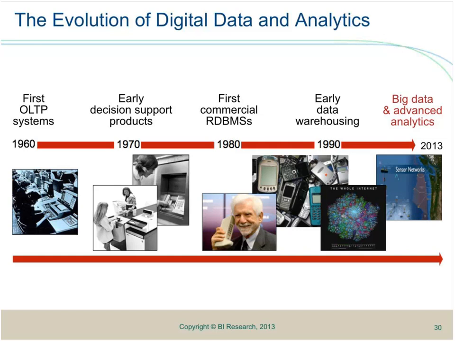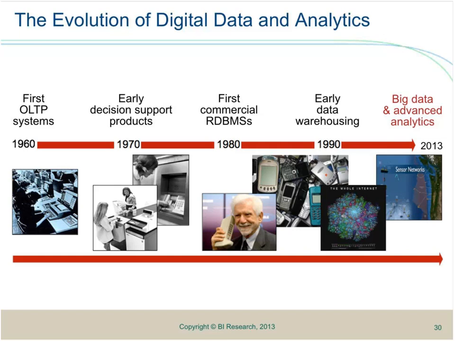Then, through the 60s, 70s, 80s, and 90s, we spent really three decades automating our business systems: point-of-sale terminals, ATMs, and of course now mobile phones, the internet, and sensor networks. And where we are today is this big hot subject around big data and advanced analytics. Everybody has their own definition for it, and there's a lot of hype around it.